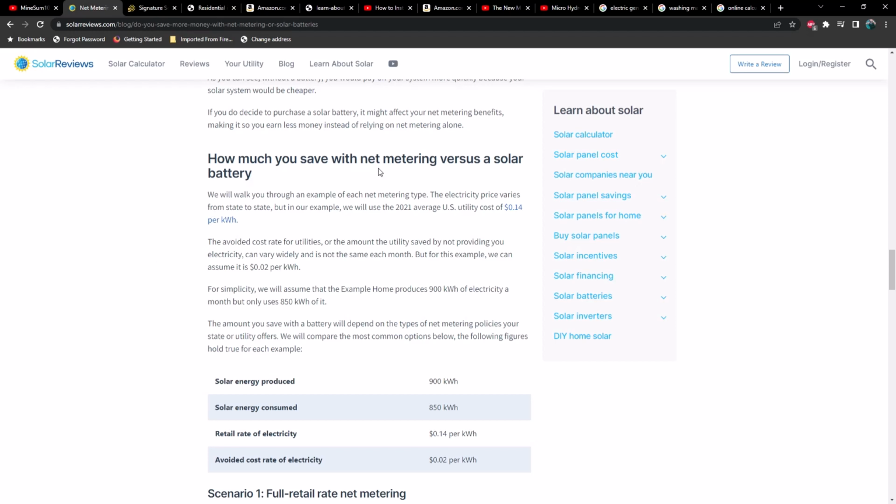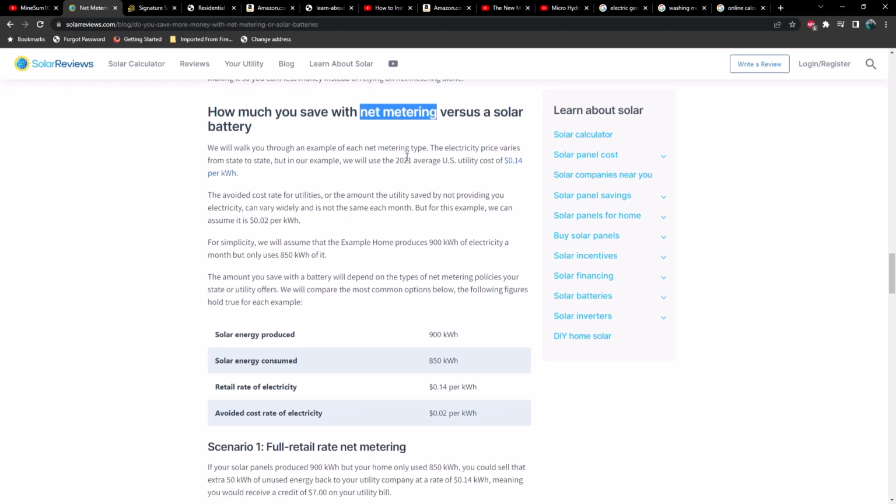It says how much you save with net metering versus a solar battery. So what they're referring to here is you are essentially going to pay the electric company for that meter that you're using. It's very likely that the meter that's on your house now is not a net meter, and your utility provider is going to need to change it so that they can keep track of what you're producing and what you're consuming.